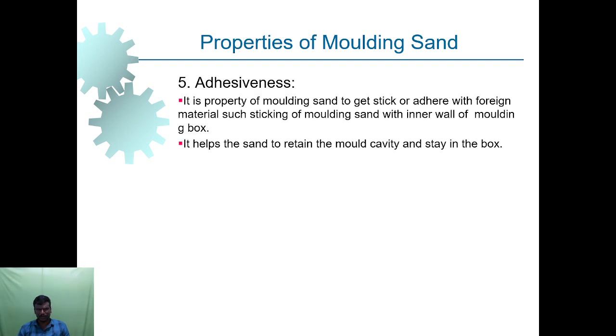Next, the adhesiveness. It is the property of molding sand to stick or adhere to foreign material, such as sticking of molding sand to the inner wall of the molding box. It helps the sand to retain the mold cavity and stay in the box.